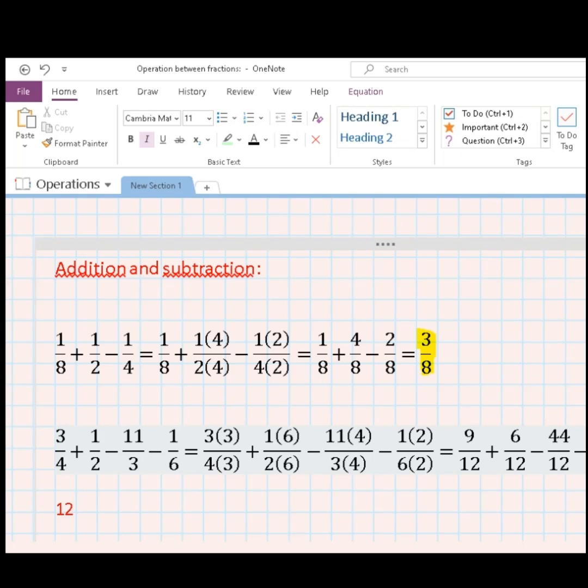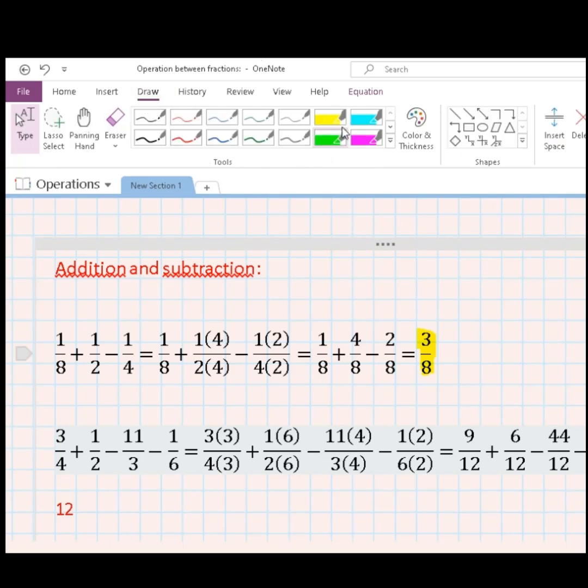Okay, excellent. And then 9 plus 6 is equal to 15. 15 minus 44 equals minus 29. Minus 29 minus 2 is equal to negative 31. Okay, our result is negative 31 over 12.